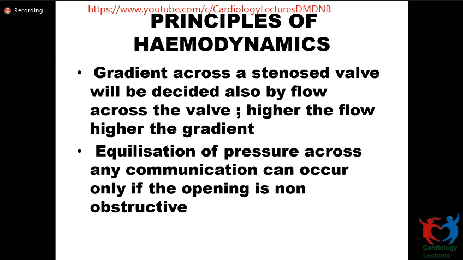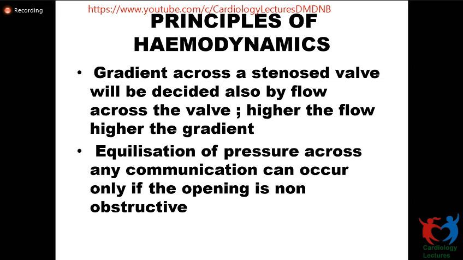Equalization of pressure across any communication can occur only if the opening is non-obstructive. For example, in a patient with ASD, if the pressure in the right atrium and the left atrium are identical, that obviously means that it is a non-obstructed ASD. If there is a gradient, it means that it is not freely flowing. There is an obstruction for the flow from left atrium to right atrium or right atrium to left atrium, depending upon the pressure in these two chambers. So equalization of pressure across any communication can occur only if the opening is non-obstructive.